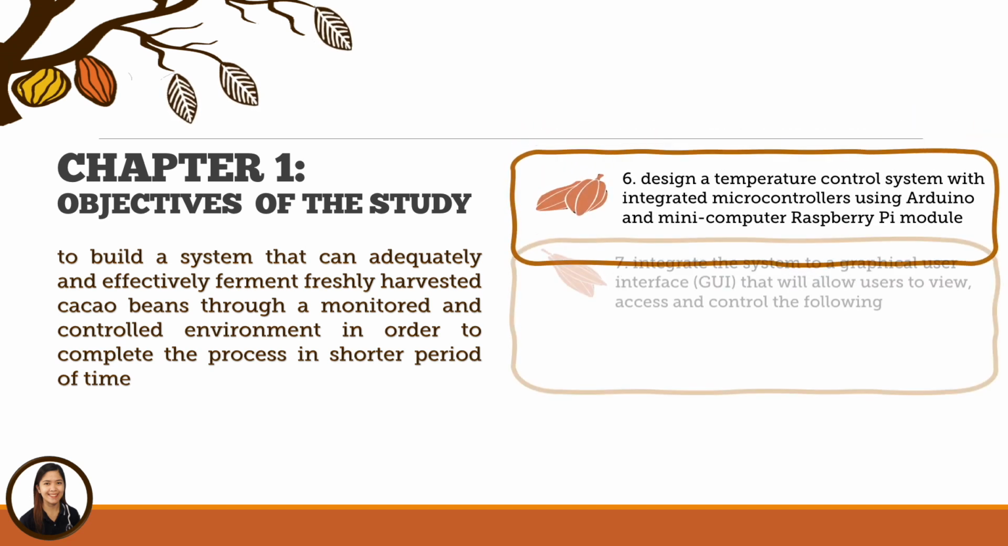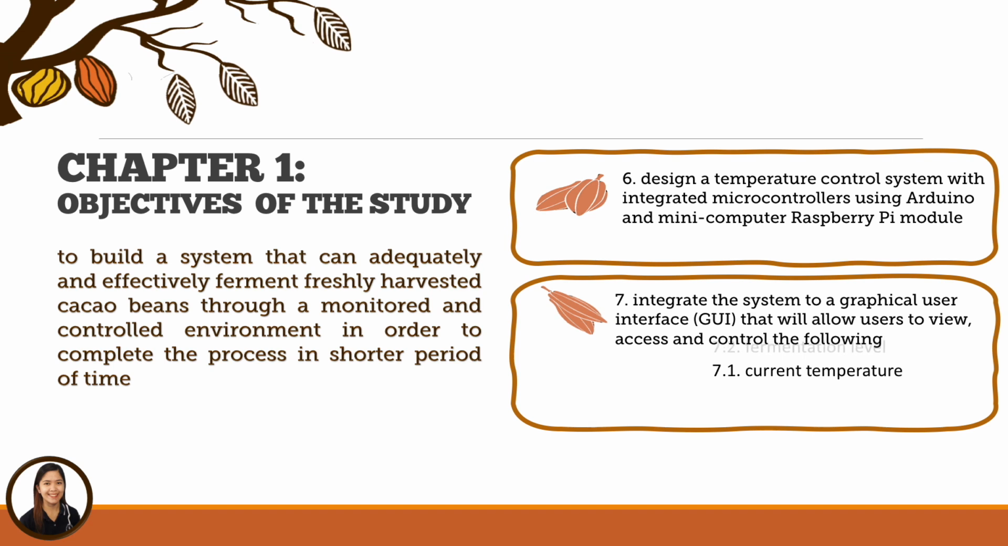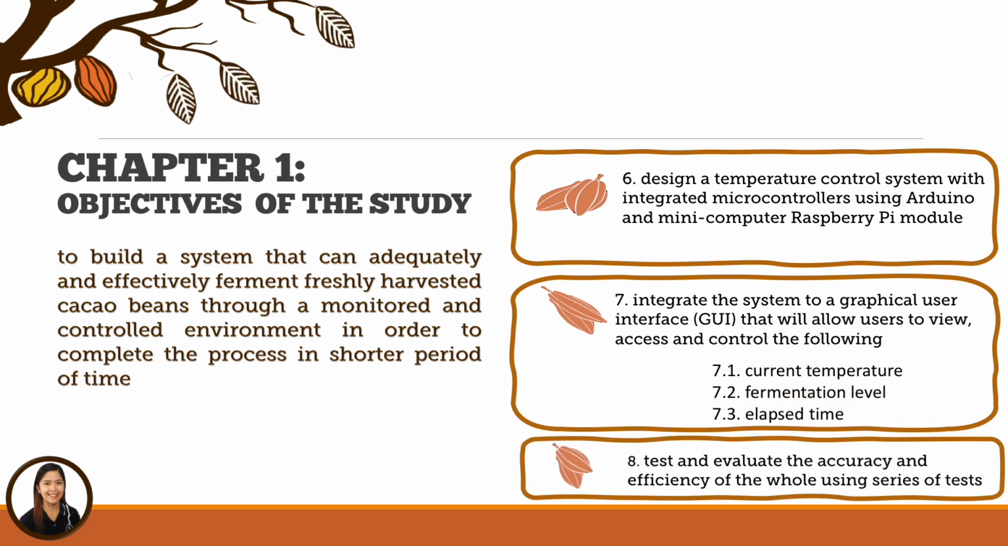Number 6, design a temperature control system with integrated microcontrollers using Arduino and mini-computer Raspberry Pi module. Number 7, integrate the system to a graphical user interface or GUI that will allow users to view, access, and control the following: current temperature, fermentation level classification, and elapsed time. Number 8, test and evaluate the accuracy and efficiency of the whole system using series of tests that are validated by calculations.